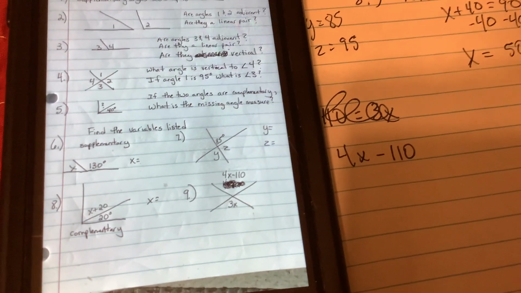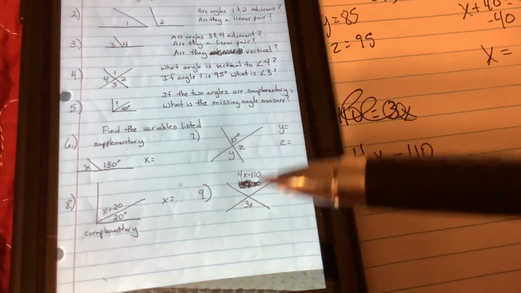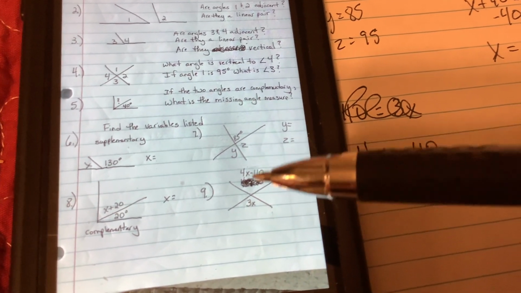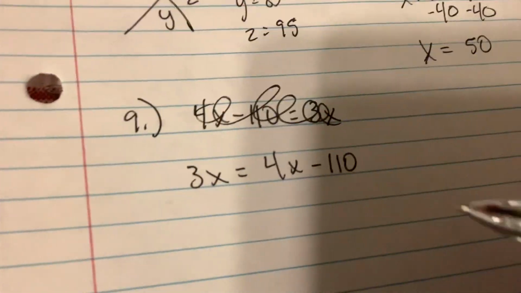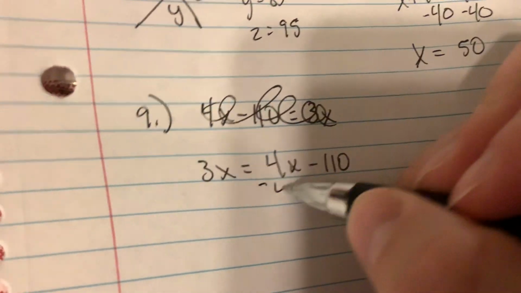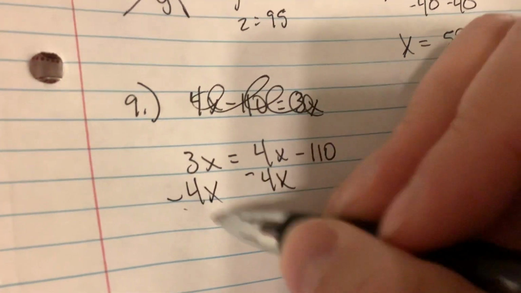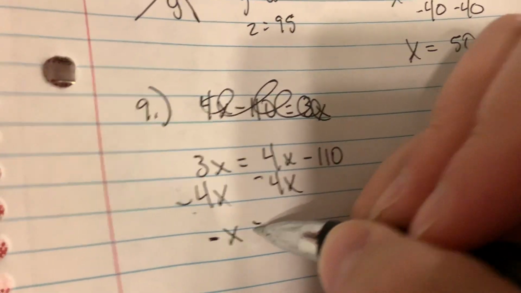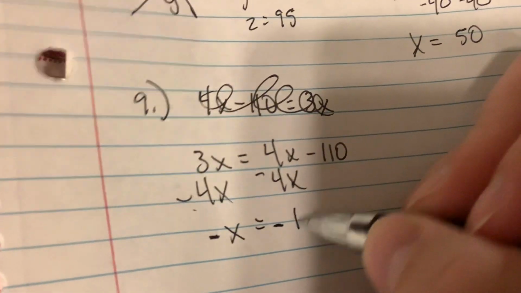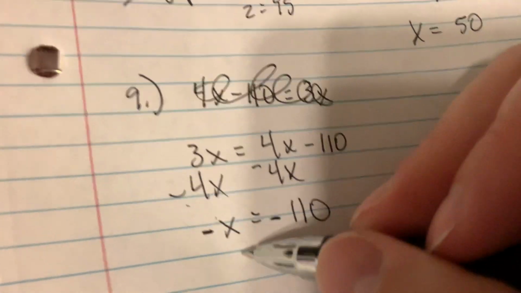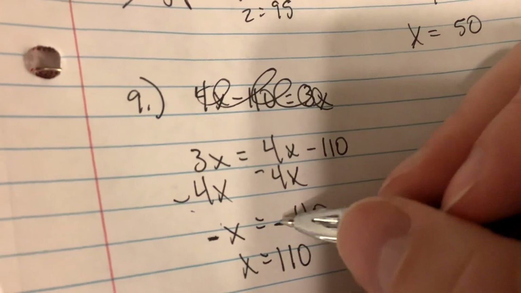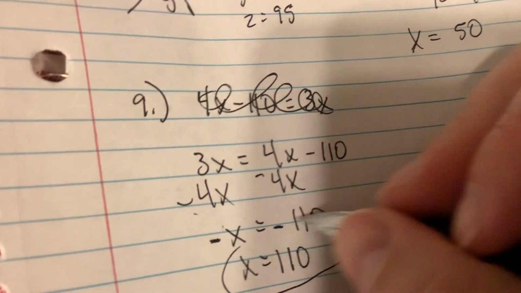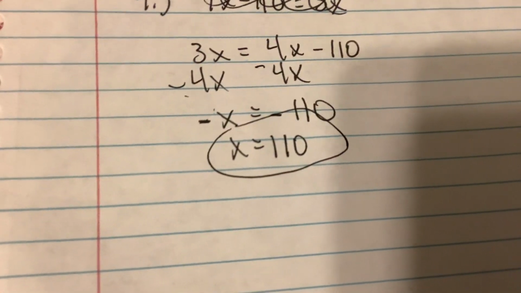On this one, how I set it up is if these are vertical, then they're equal to each other. That angle, 3x, is equal to 4x minus 110. So I did that. 3x equals 4x minus 110. Now we got variables on both sides. Let's just move this over here. So that's going to be negative 1x, or just negative x. This is going to be negative 110. And if we change the negative over here, or divide by negative 1, that becomes a positive. If that becomes positive, that becomes positive. So x is 110. Okay, so that's Unit 2.